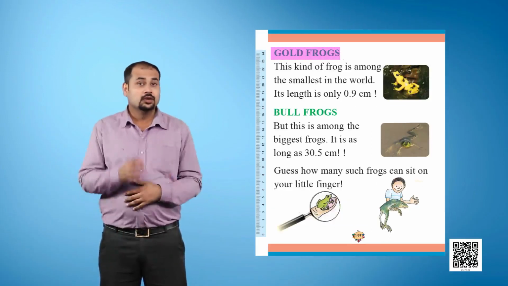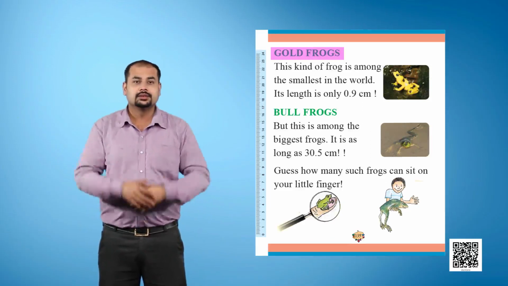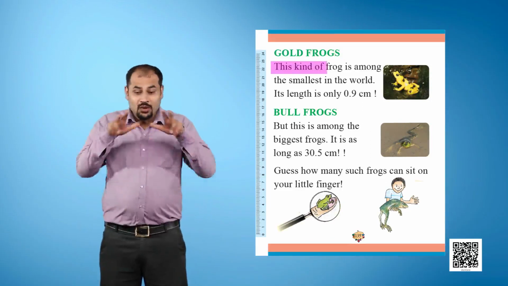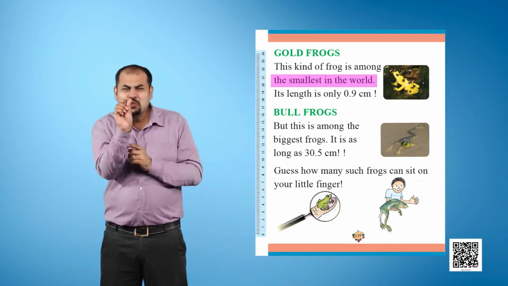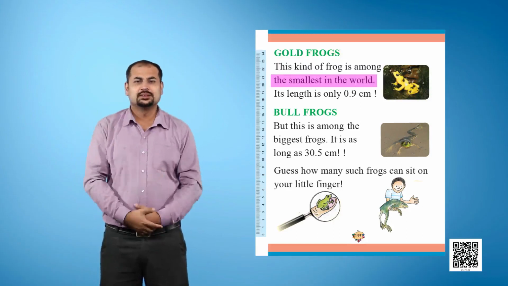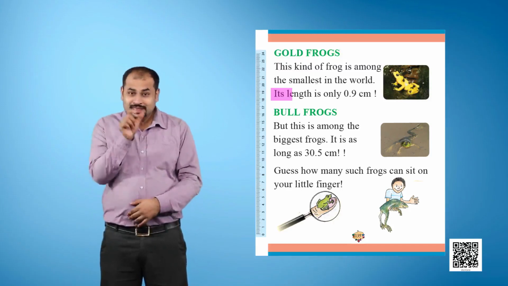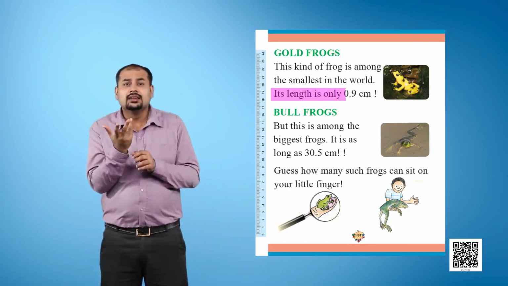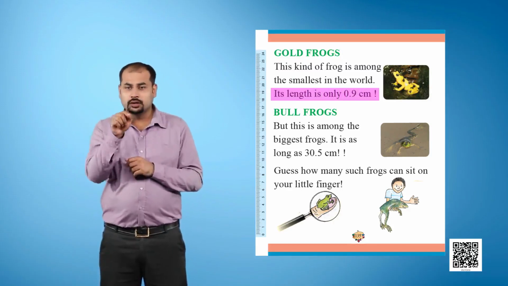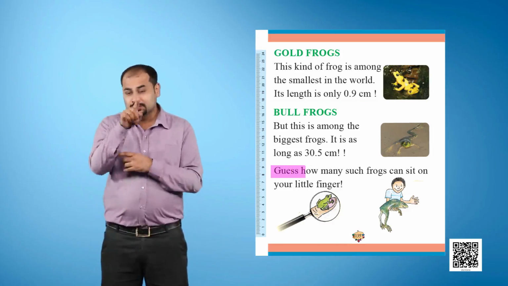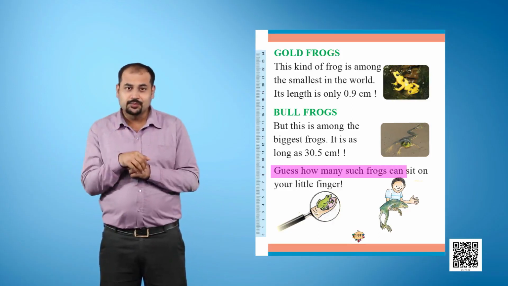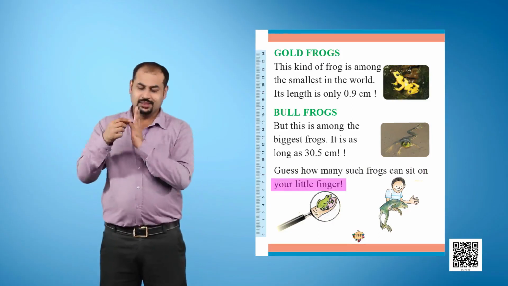Gold frogs. This kind of frog is among the smallest in the world. Its length is only 0.9 centimeter. Guess how many such frogs can sit on your little finger?